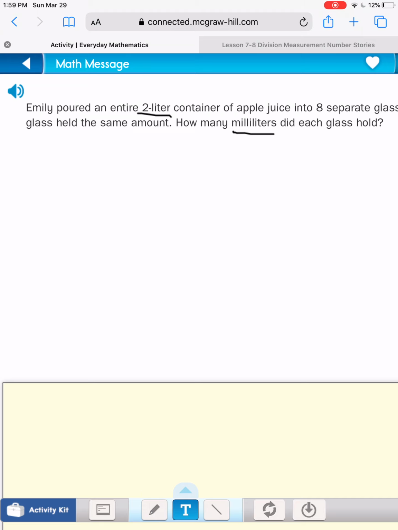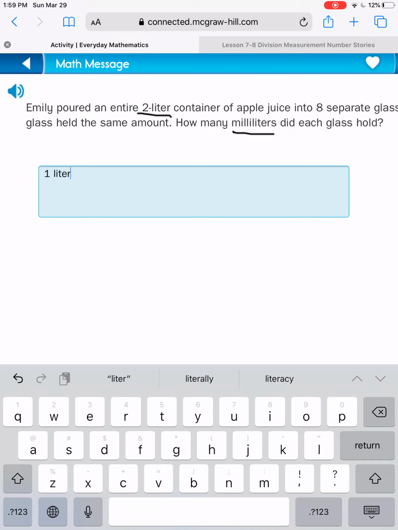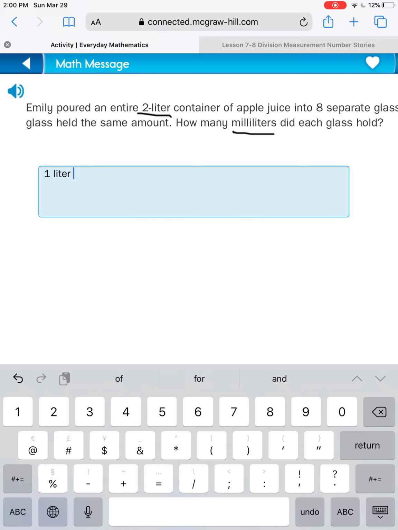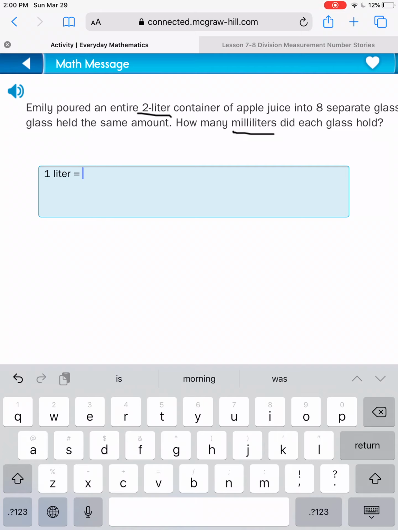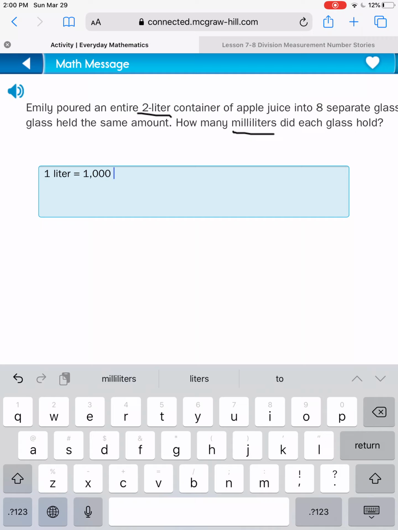So I want you to take a moment and think, what is the conversion that your teacher taught you a few months back? 1 liter is equal to how many milliliters? Go ahead and think about that for a moment. All right, so I hope that you remembered that 1 liter is equivalent to 1,000 milliliters.